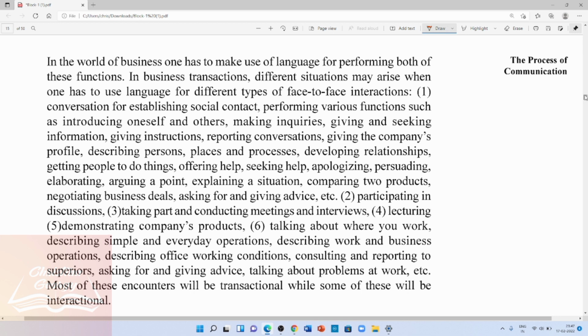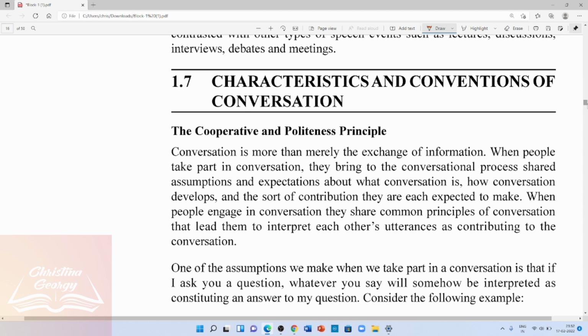Now let's move on to conversations as such. Do you think there are rules for conversation in every language of the world?